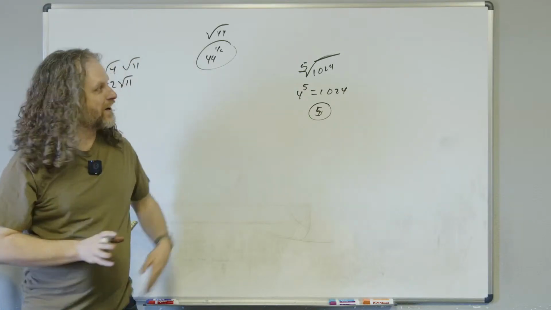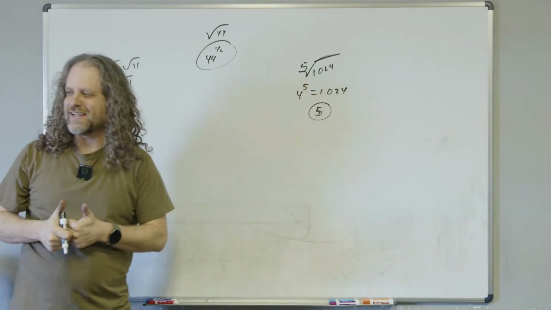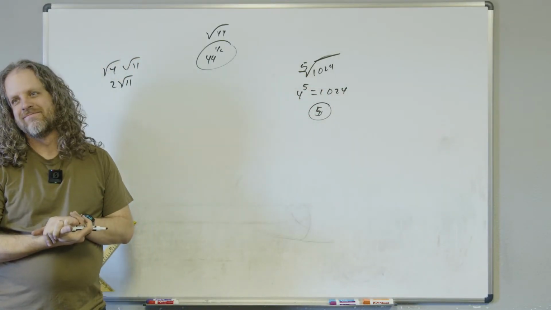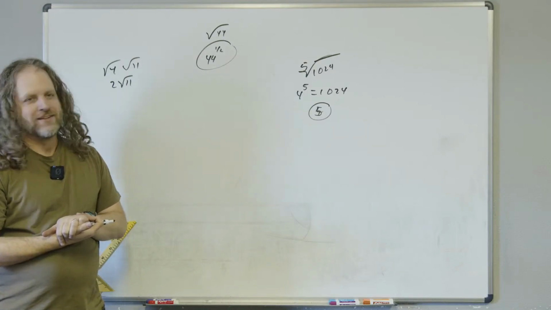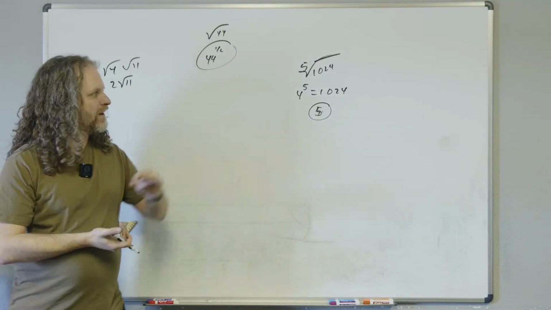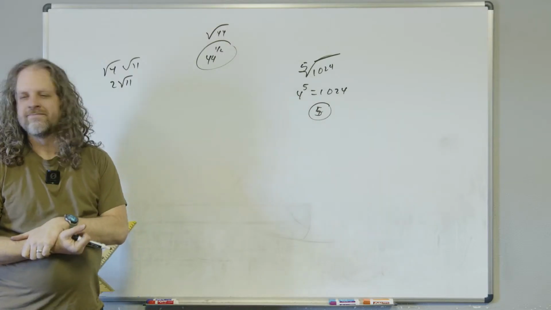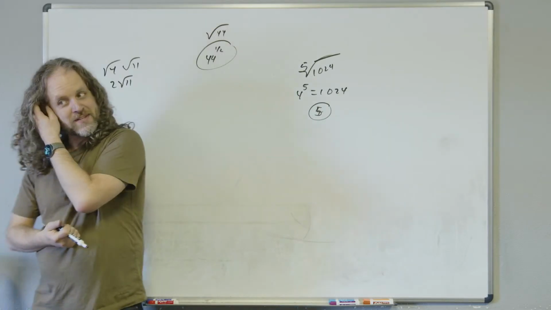Because your calculator can do a fifth root. That's great. That's not really the point of this lesson. We like tools, and you should use tools. But the point is, do you know what it means? Right? What other questions from this lesson?